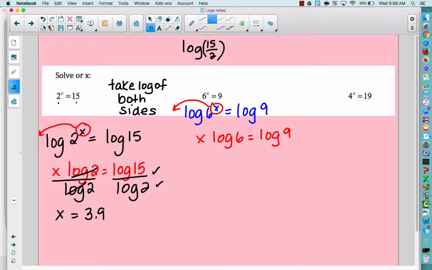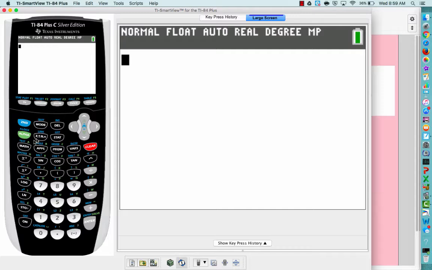I'm going to divide both sides by log 6. Now you may notice when you take the log of both sides, you're taking the base 10 number, so you're making it calculator ready. So now I grab that calculator and I'm going to do again log 9 divided by log 6, and actually I want to make sure I close the parentheses.